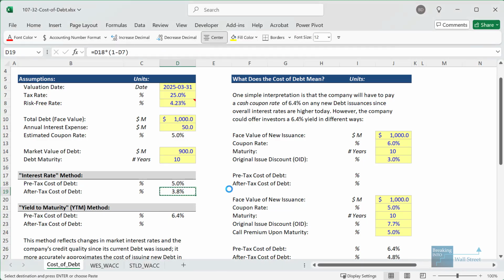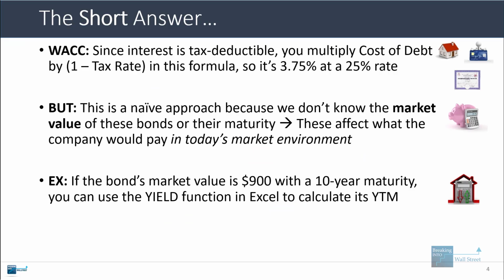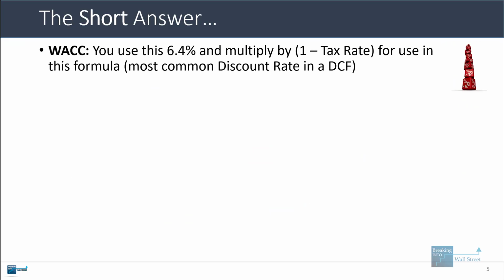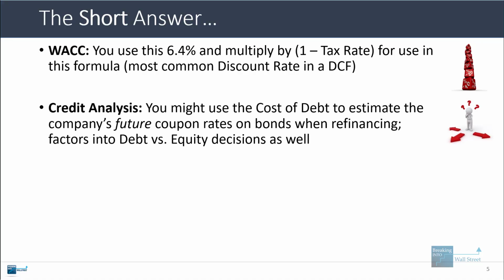On an after-tax basis, we can just copy down our formula from above, and I'll anchor the tax rate part. And so it comes out to 4.8% after taxes. So in the WACC calculation, you would use this 4.8%. In credit analysis, you might use this type of cost of debt to estimate the company's future coupon rates on bonds when it refinances or has to raise new debt. It could also factor into debt versus equity decisions.